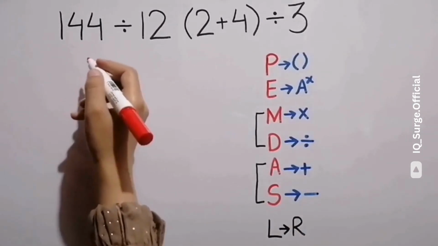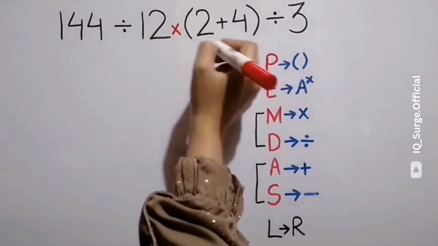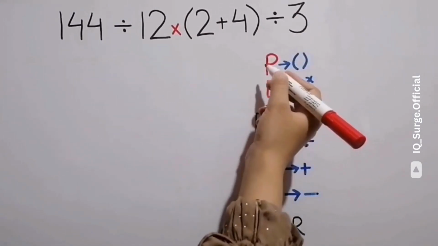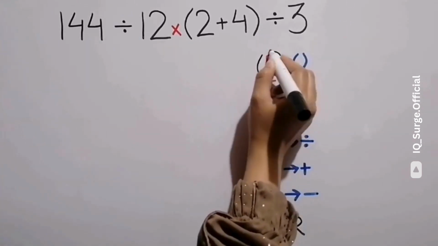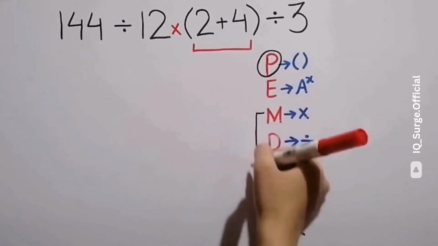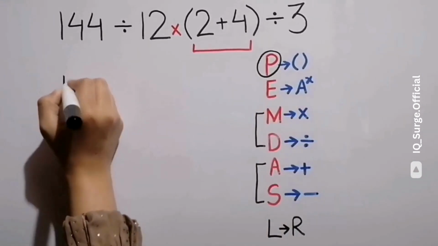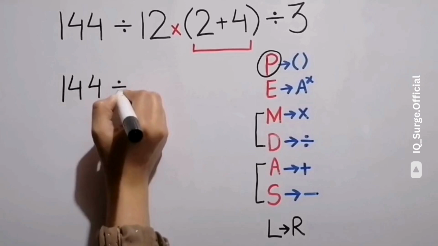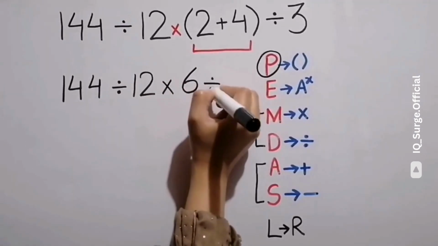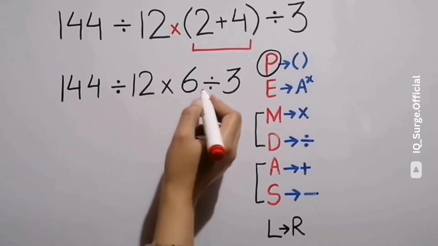As you can see on the screen, in this expression we have a division, multiplication, then parentheses, and finally again division. According to the PEMDAS rule, first we simplify the parentheses, because parentheses have higher priority than all other operations. Now we simplify this expression as 2 plus 4 equals 6. Finally divided by 3. Now we have division, multiplication, and then again division.